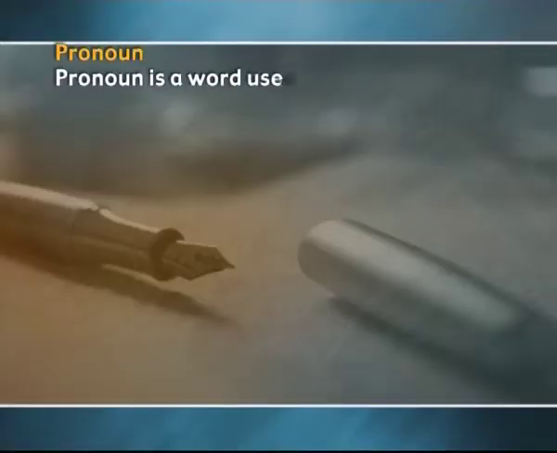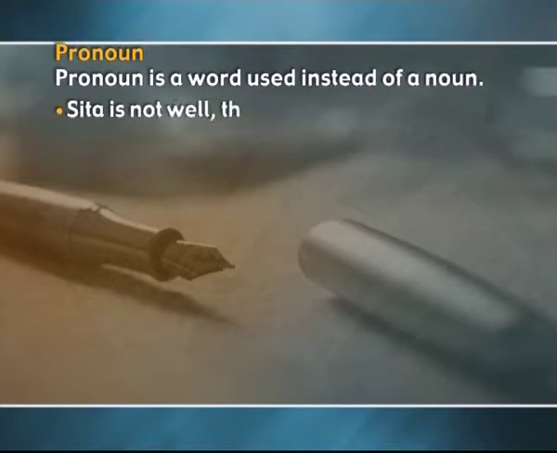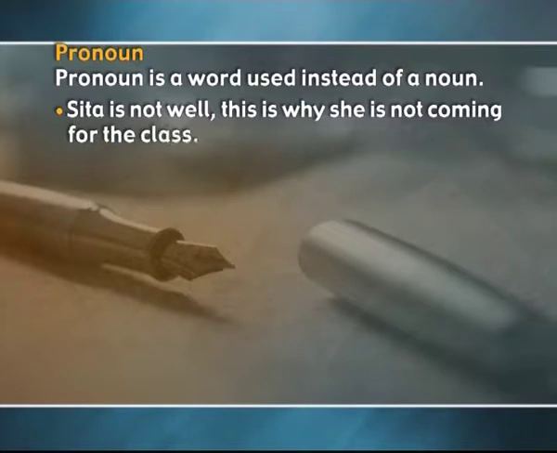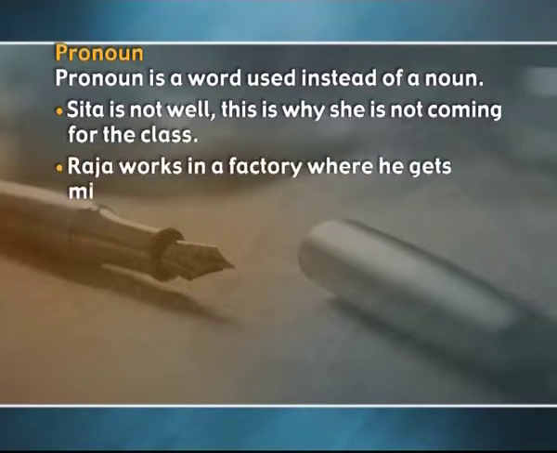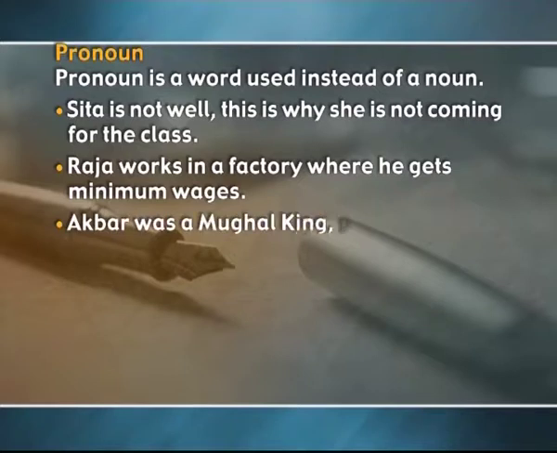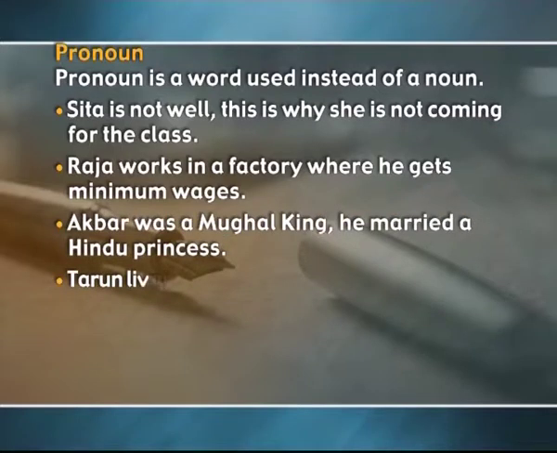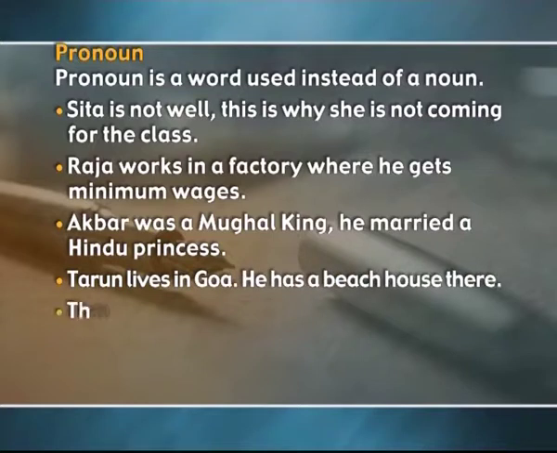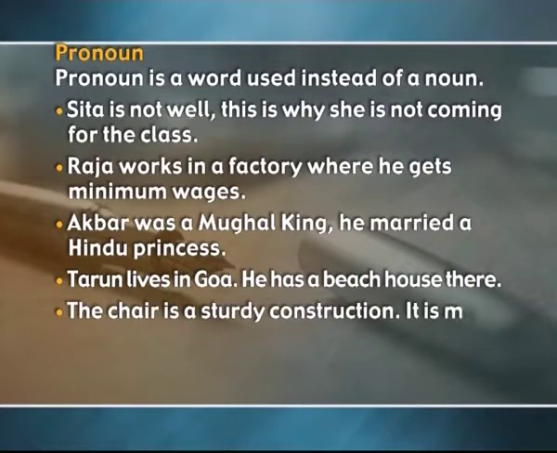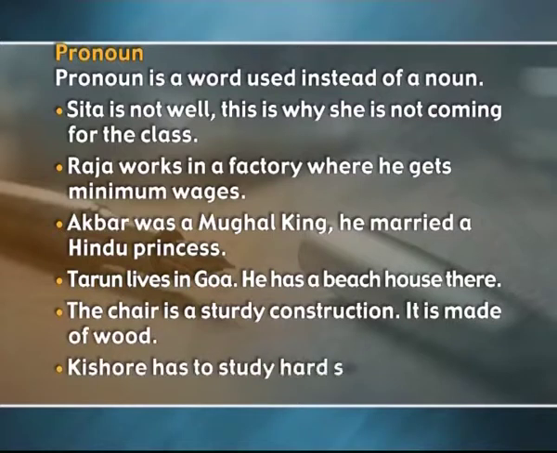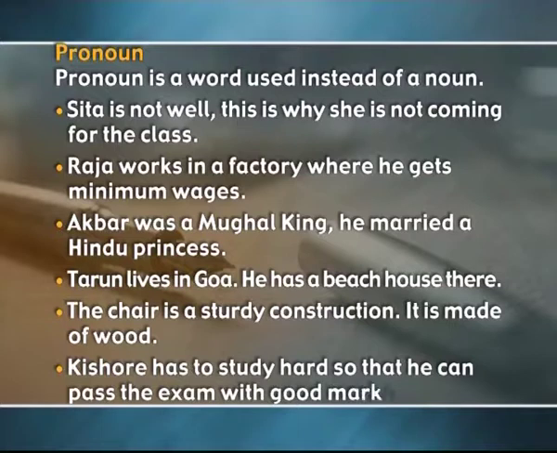Pronoun. Pronoun is a word used instead of a noun. Examples: Sita is not well, this is why she is not coming for the class. Raja works in a factory where he gets minimum wages. Akbar was a Mughal king, he married a Hindu princess. Tarun lives in Goa, he has a beach house there. The chair is a sturdy construction. It is made of wood. Kishore has to study hard so that he can pass the exam with good marks. In the first sentence, we have used the word she instead of using Sita again and again. Similarly, in the other sentences, words like he, it have been used in places of nouns.